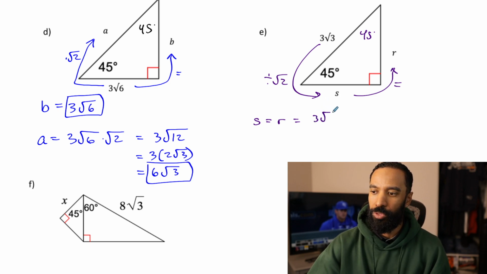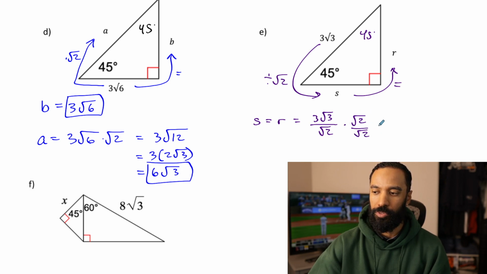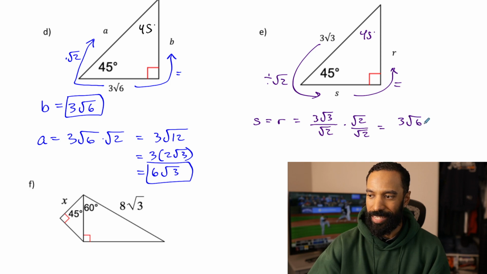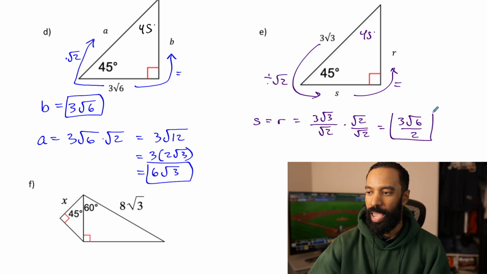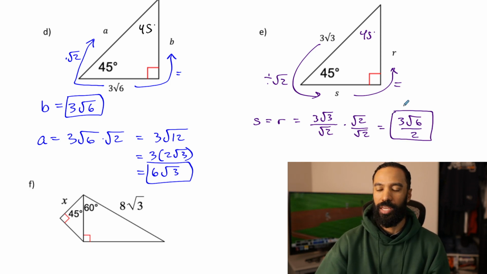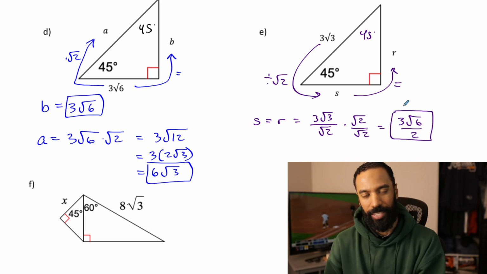We got to take 3 root 3 and divide it by root 2. To rationalize this denominator, we'll multiply top and bottom by root 2, and we will get 3 root 6 all over 2, and that's as clean as we can get. Both S and R have that length exactly.